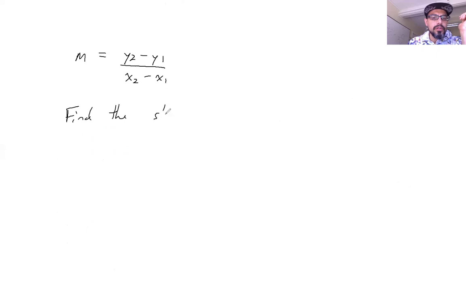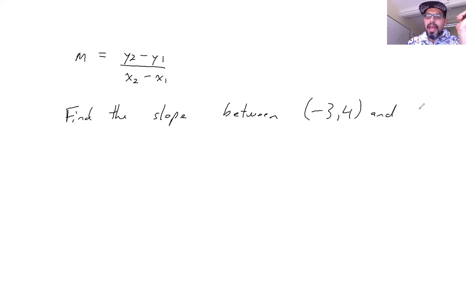Now that is where you're going to want to know the slope formula. The slope formula is equivalent to y2 minus y1 over x2 minus x1. Okay, so the best way to show you how this works is to actually just do an example, okay? So, I would say find the slope between -3, 4 and 5, -8.